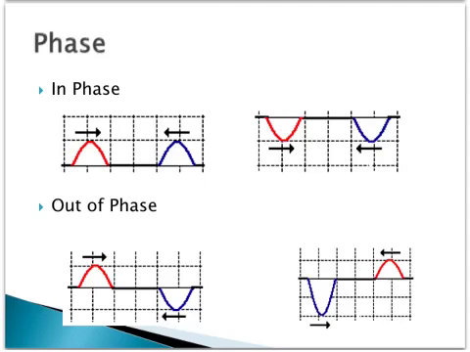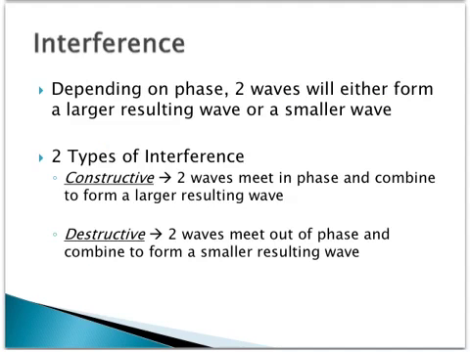Taking that diagram and flipping it upside down, you could also have a negative amplitude meeting with a negative amplitude. They're the same phase. They're also going to interfere constructively, or make a larger wave. And then out of phase is the opposite, right? You have a crest meeting with a trough, or a trough meeting with a crest. And those will form a cancellation of the waves.